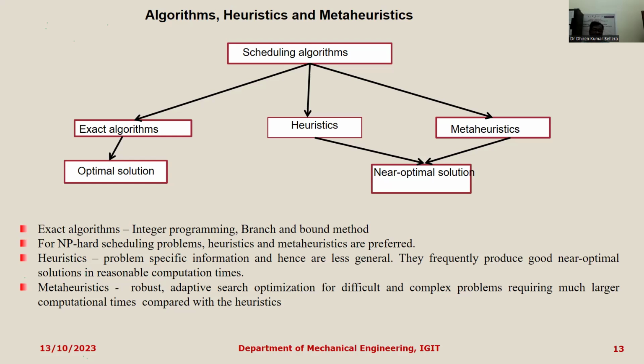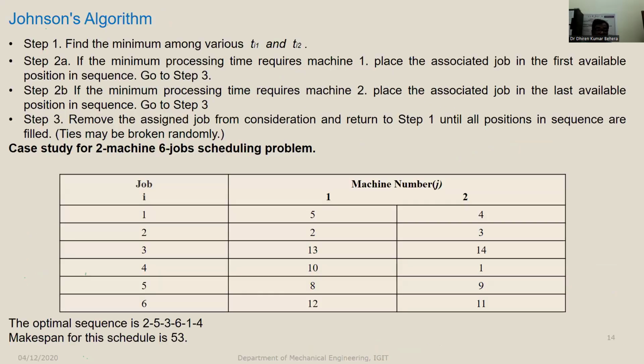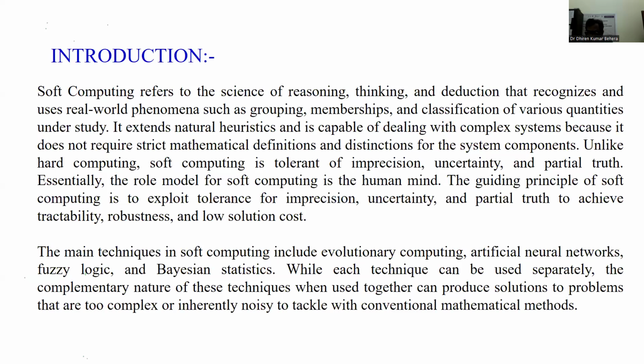Now, next is meta-heuristics. Meta-heuristics are robust, adaptive search and optimization methods for difficult and complex problems requiring much larger computational times compared with heuristics. So this is the lacuna in their use. This problem is there. Now coming to the concept of the talk, that is soft computing.